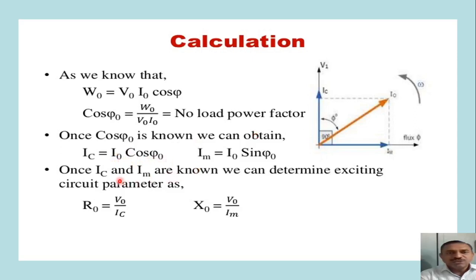Now once we know these IC and IM components of no load current, that is I0, we can further estimate the resistance and reactance of the no load circuit, that is R0 is equal to V0 upon IC and X0 equal to V0 upon IM. Both of these calculations will be in ohm. So this way we can get the value of no load circuit parameters, that is R0 and X0, for further plotting of the equivalent circuit of the transformer or determining its parameters.